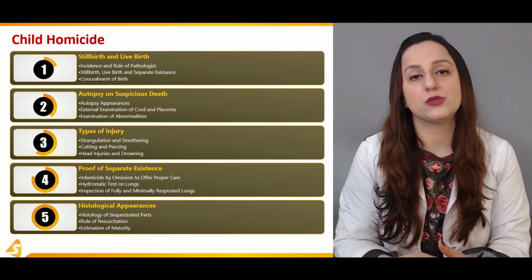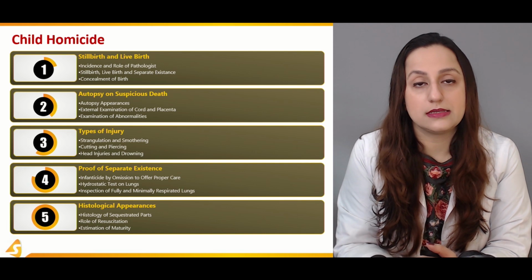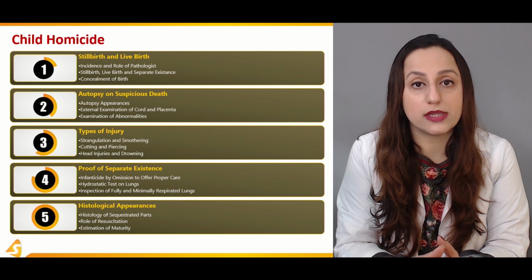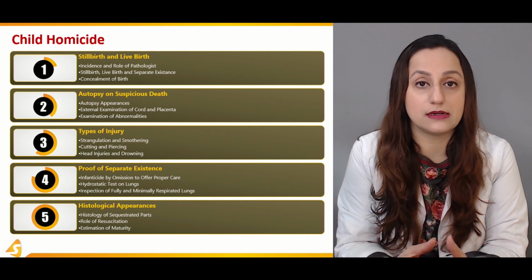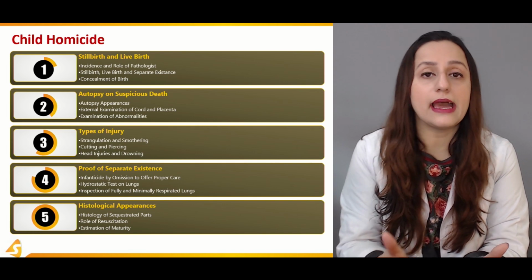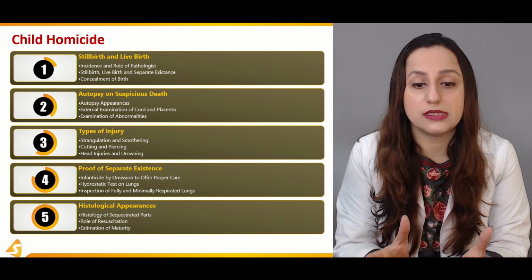In the fourth section, we'll be referring to the proof of separate existence. Once the separate existence has been established, one can advocate the circumstances as the live birth, and then the advocate or the lawyer will basically start on with the consequences.